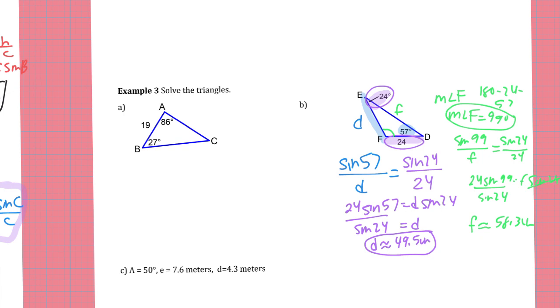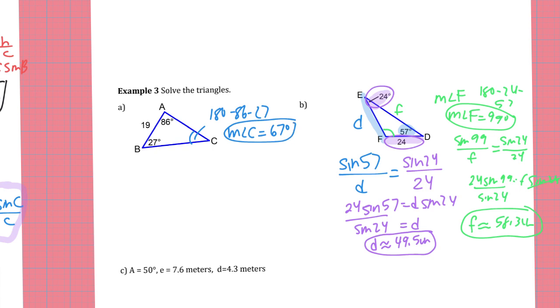So we used the law of sines to help us solve this triangle. Law of sines works great if you have a matching angle inside across from it. Okay, so let's do another one over here. Let's do example A. So the first thing is, let's find the measure of angle C. If you do 180 minus 86 and 27, the measure of angle C is equal to 67 degrees.